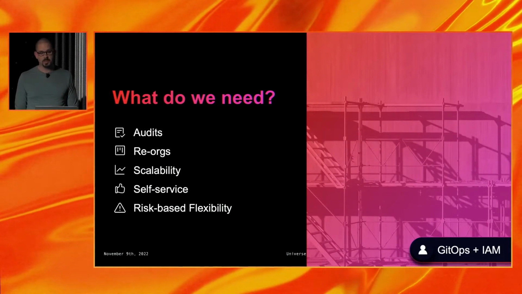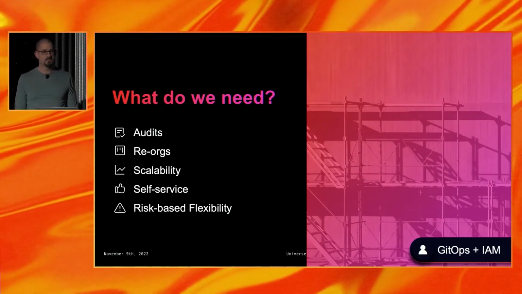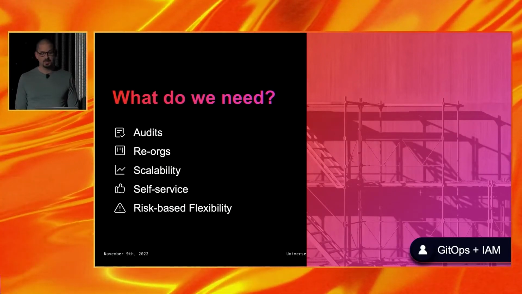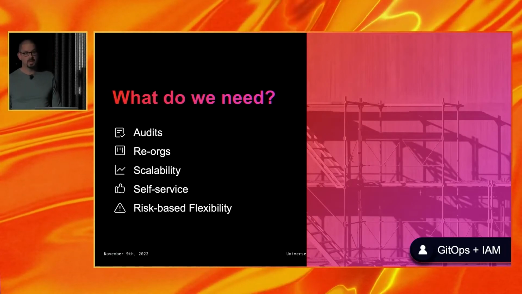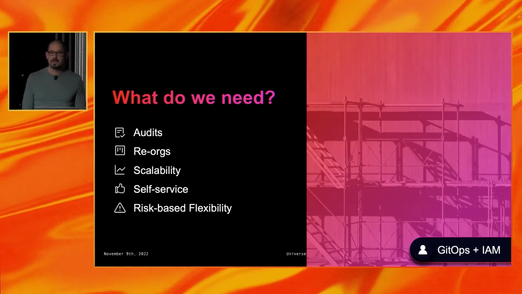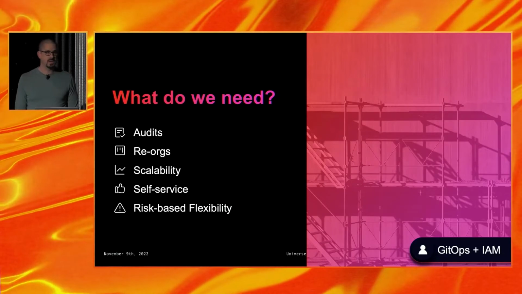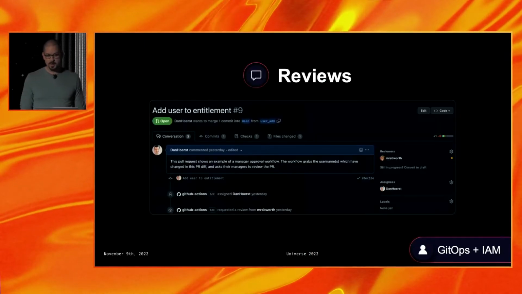We use a repository-based access control system, effectively GitOps, to do this for the entire company. This is how we manage our IAM at the company. This is a program we call entitlements. So we're going to talk a little bit about that.